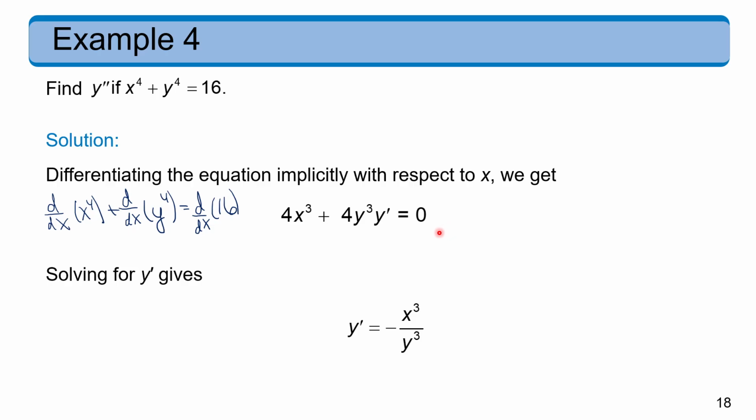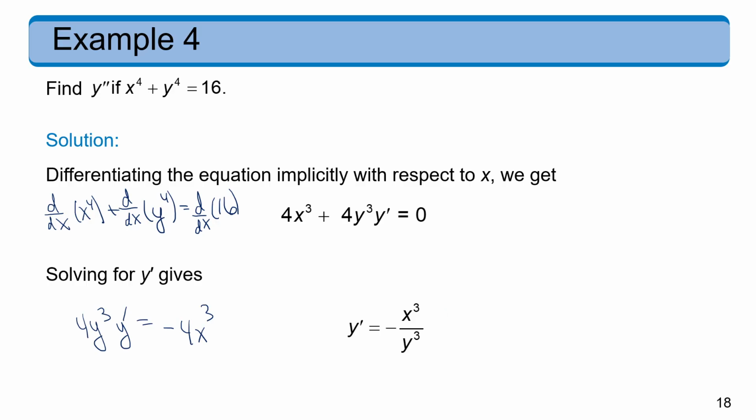So now we use algebra to solve for y prime. So there's only one term with y prime. So to get it by itself, we would start by subtracting the 4x cubed from both sides, and that would give us, on the left, 4y cubed y prime. On the right, we have negative 4x cubed. And then to finish getting y prime by itself, we would divide both sides by 4y cubed. Notice the 4's cancel, and we would end up with negative x cubed over y cubed. So there we've arrived at our formula for y prime.